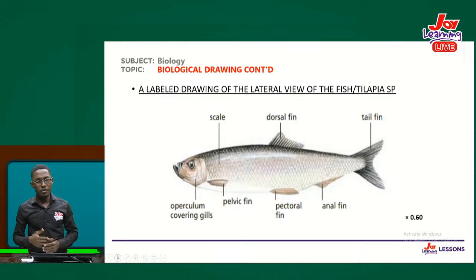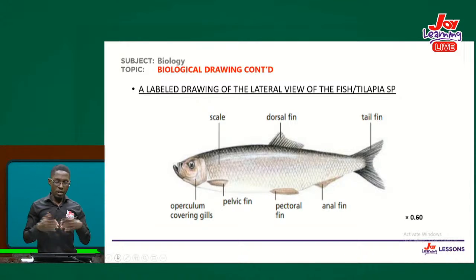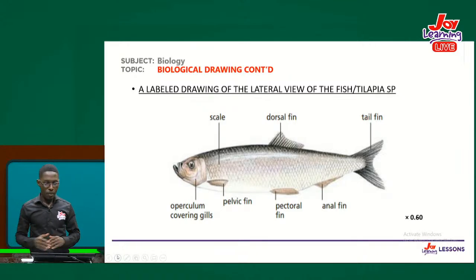Let's take a drawing of the fish and use it. So this drawing, as we saw in the requirement, was to make a labeled drawing of the lateral view of the fish. You've drawn this beautiful fish. I'll show you mistakes that we usually make.